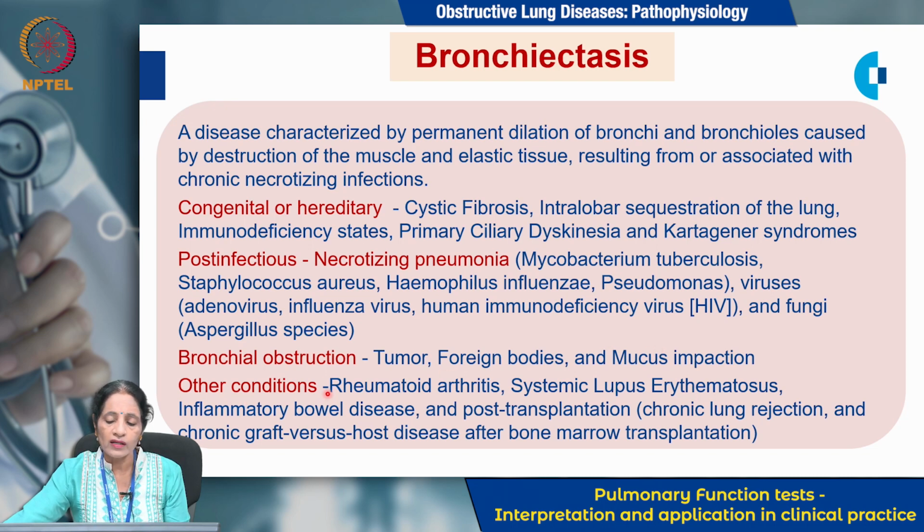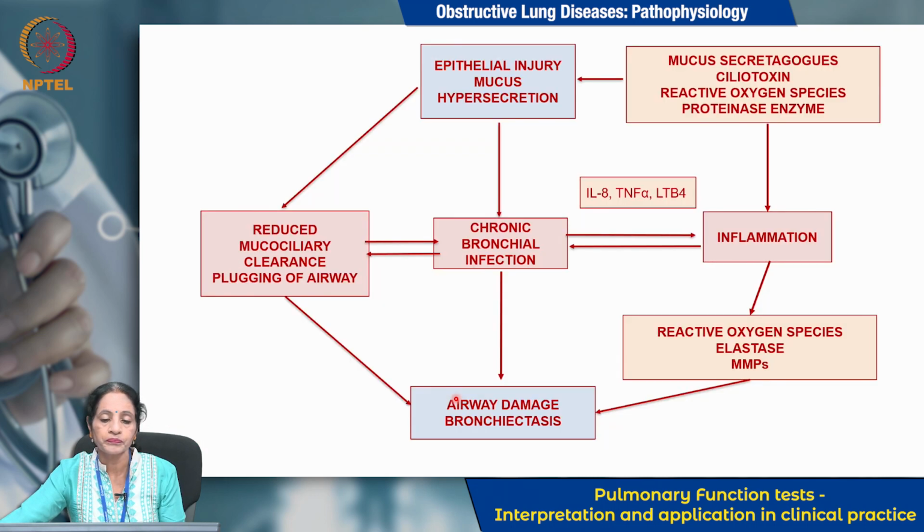There are also other conditions which can lead to bronchiectasis, in patients with rheumatoid arthritis and systemic lupus erythematosus. These are autoimmune diseases where the patient can end up with bronchiectasis because of infection and because of obstruction. Also inflammatory bowel diseases, post-transplantation, that is chronic lung rejection, and chronic GVHD, that is graft versus host disease, after bone marrow transplantation. So, one must remember that bronchiectasis can occur in these settings as well.